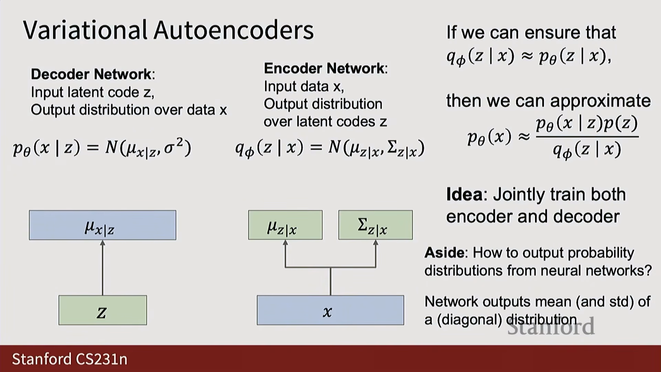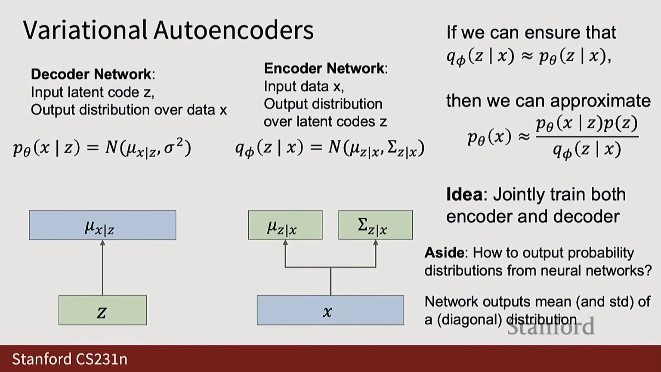So typically for the decoder network, we're going to assume that the output distribution from the decoder is going to be a diagonal Gaussian, where the entries in the diagonal are the pixels of the output. And the model is going to output the mean of that diagonal Gaussian distribution. And typically for the decoder, we'd assume a fixed variance or standard deviation sigma squared. Now for the encoder network, same idea.